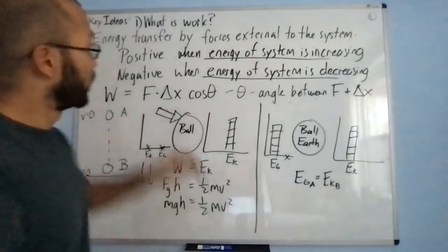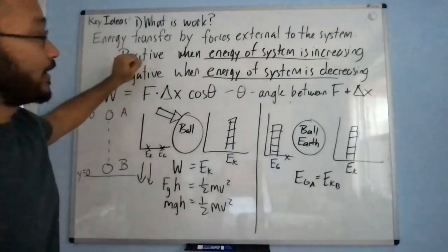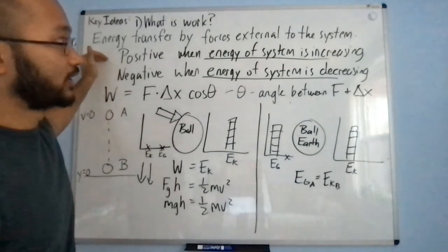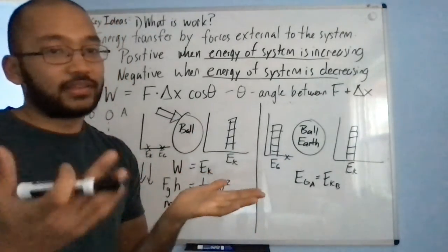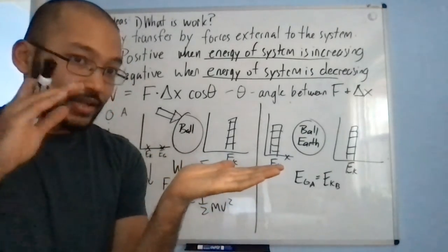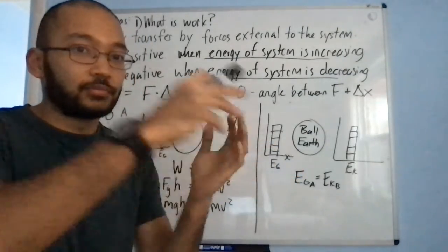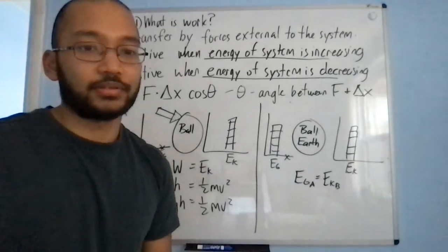To summarize, what is work? It is energy transferred by forces external to the system. I can have energy being added to the system. In that case, the work done is positive. I could also have, typically the example would be friction. If I have something with kinetic energy and it's slowing down, then the energy will be leaving the system. We would say the work done is negative. And actually, let me do that example really quickly.